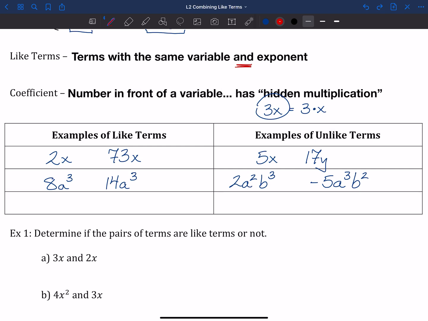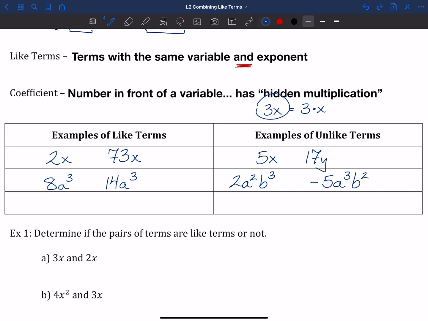All right. Let's say that we had something like, actually, how about this? Pause this here for a second. See if you can come up with some other like terms that might look a little different than the ones we've done before, and some unlike terms, and see if you can figure out which is which.